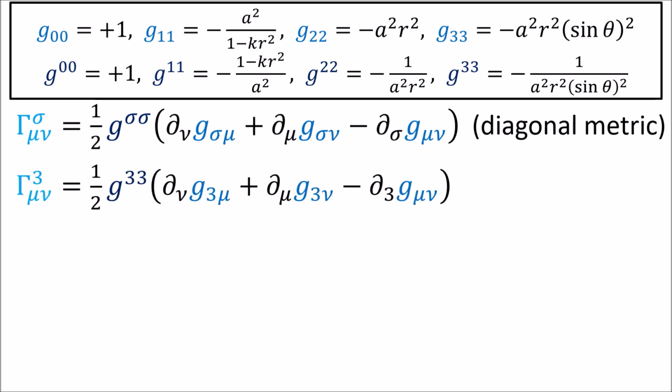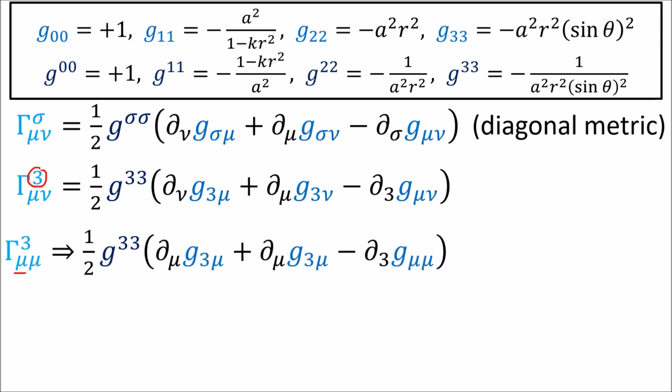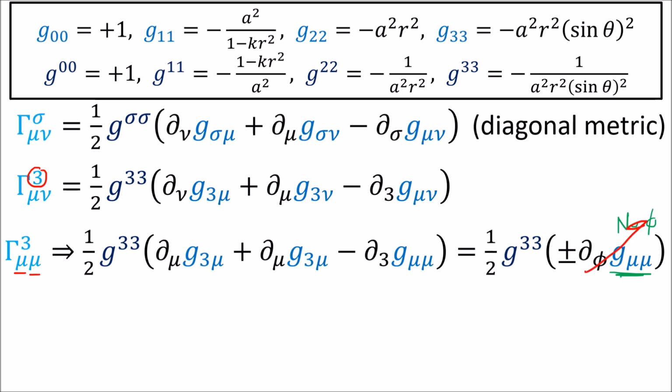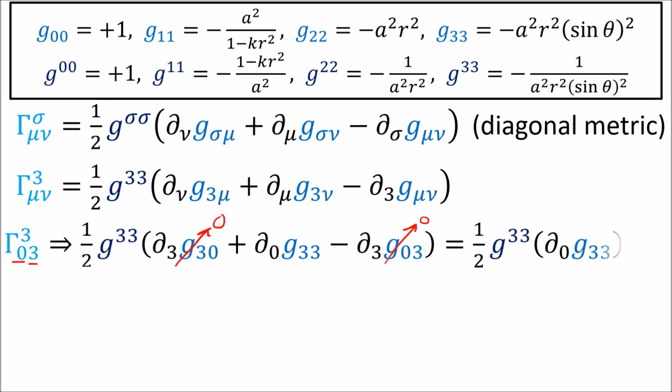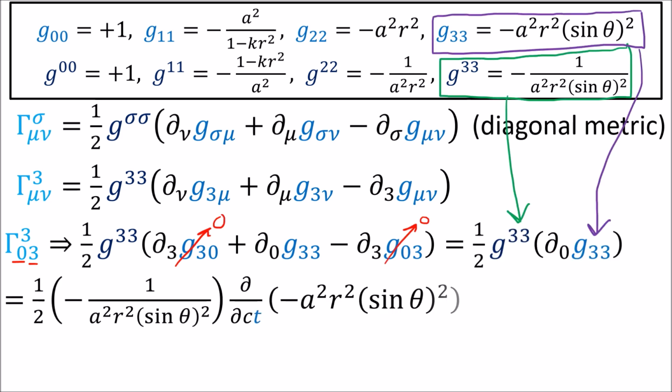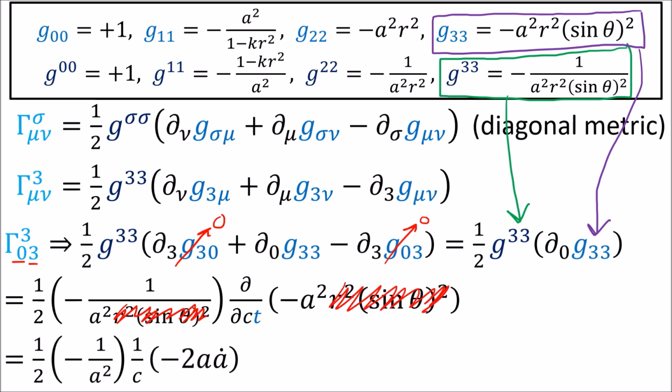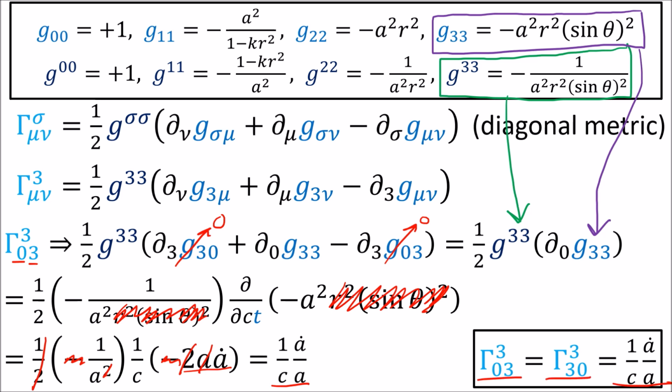Finally, we'll look at the connection coefficients with 3 on top. If both lower indices are the same, we end up with a phi derivative. And since none of the metric components depend on phi, all of these go to 0. For 0, 3 on the bottom, we can plug in and see that we get a time derivative. The factors that don't depend on time all cancel, and the time derivative of a squared gives 2a dot. More canceling gives us 1 over c a dot over a.